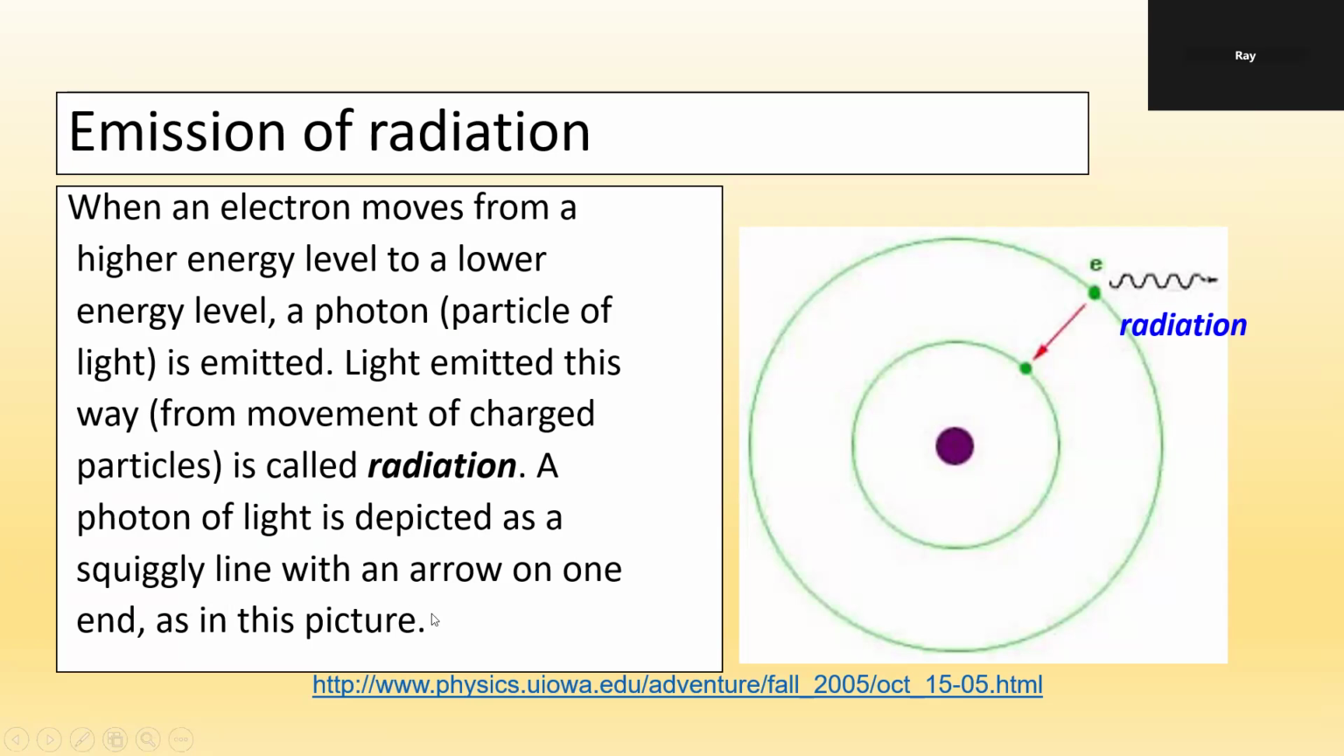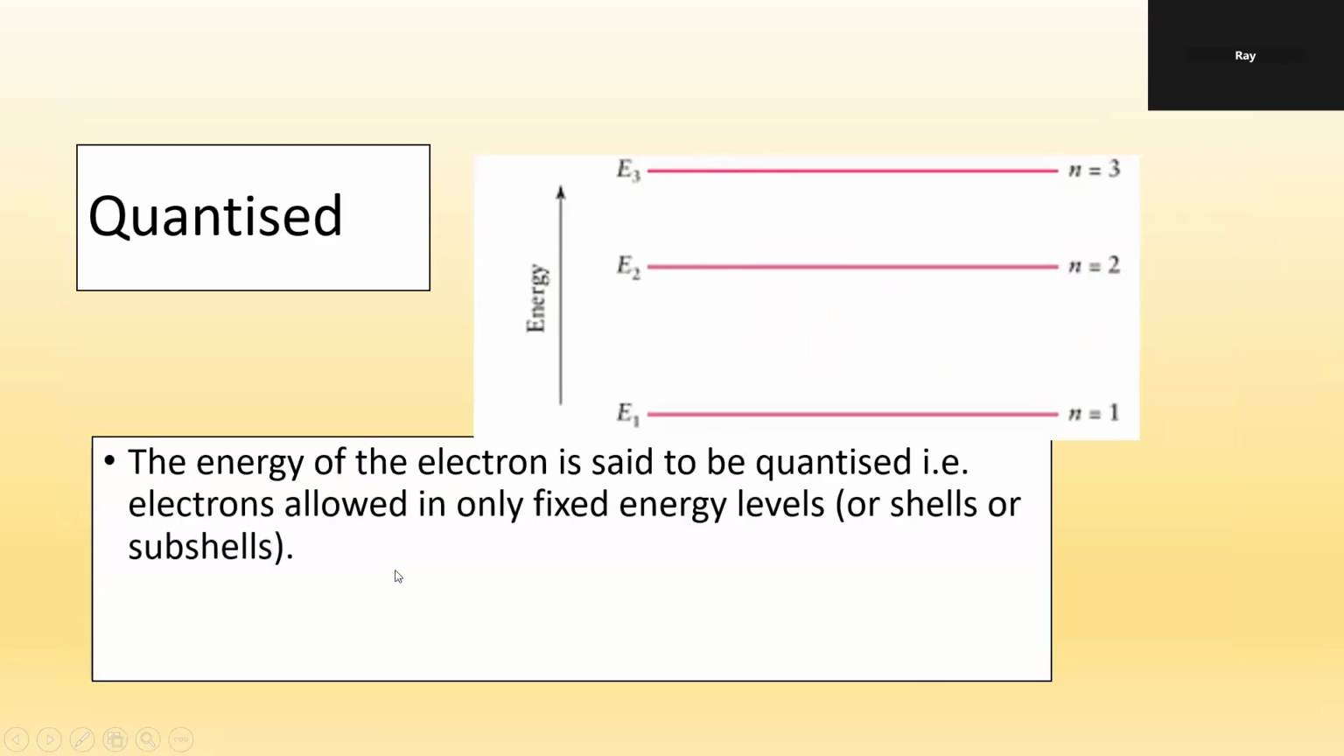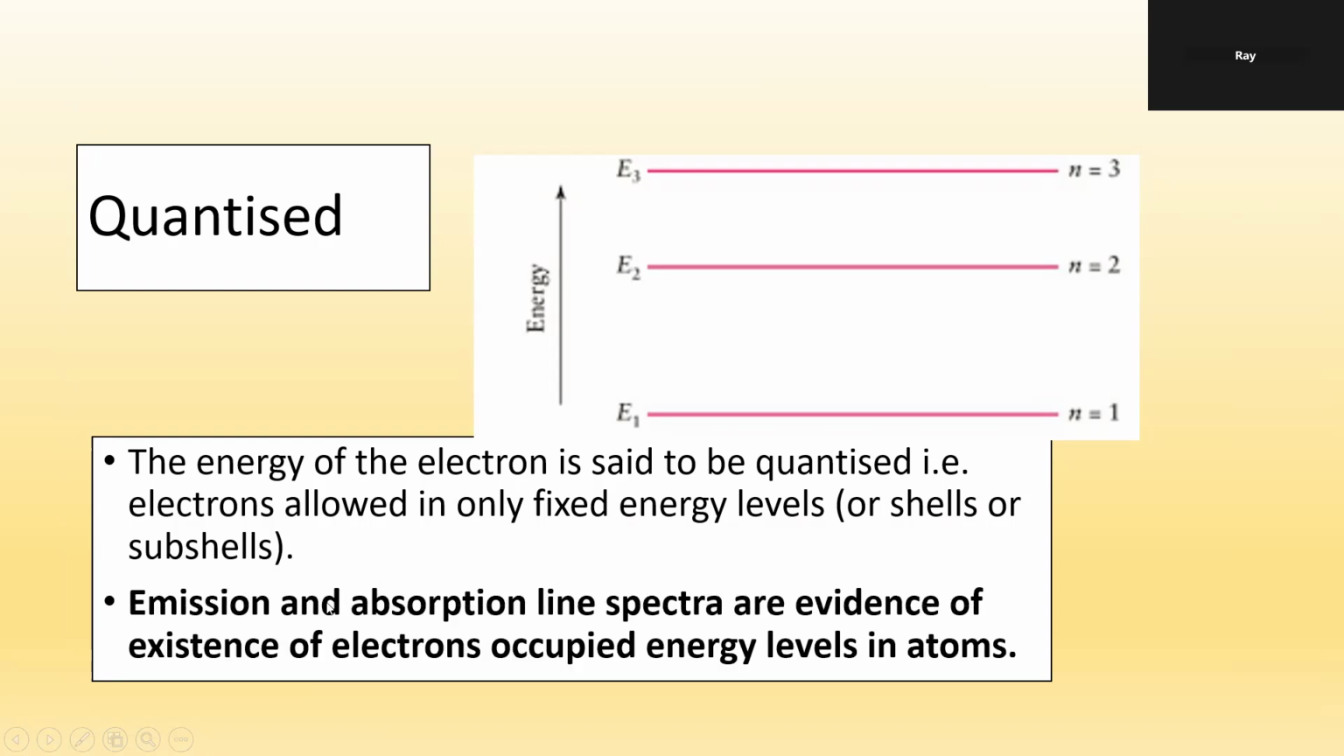Okay. Right, these are our energy levels. They are discrete. The energy of the electron is said to be quantized, that is, electrons are allowed only in fixed energy levels. They cannot have any energy. Electrons are allowed only in fixed energy levels, shells or subshells. Emission and absorption line spectra are evidence of the existence of electrons occupying energy levels in atoms.